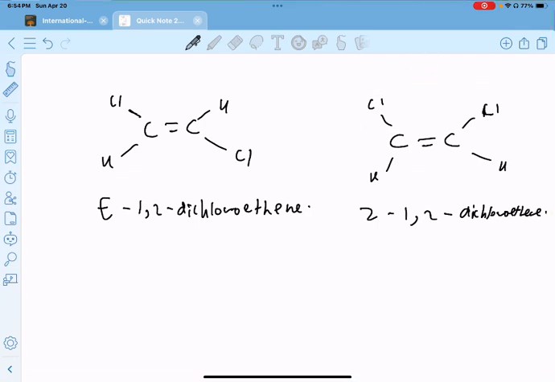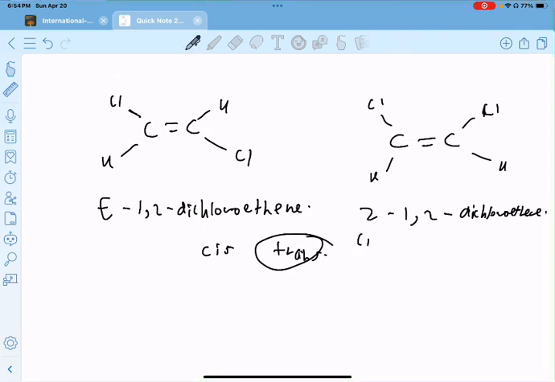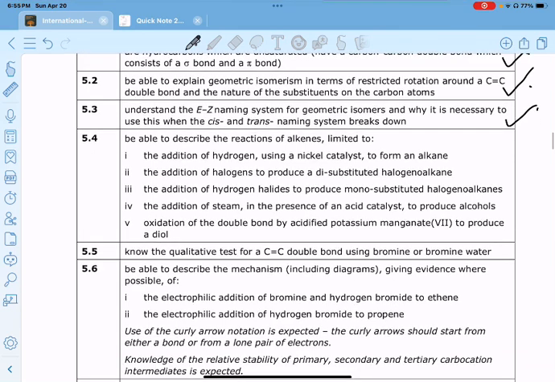If you don't want to use the alphabets, then you can use cis and trans. This is easier to remember. Trans basically means that you have switched, so trans is for this one because you have switched, and cis automatically becomes this one. So you can write this as cis-1,2-dichloroethene and this one as trans-1,2-dichloroethene. We've actually done that here: E/Z and the cis-trans naming as well. Next up.